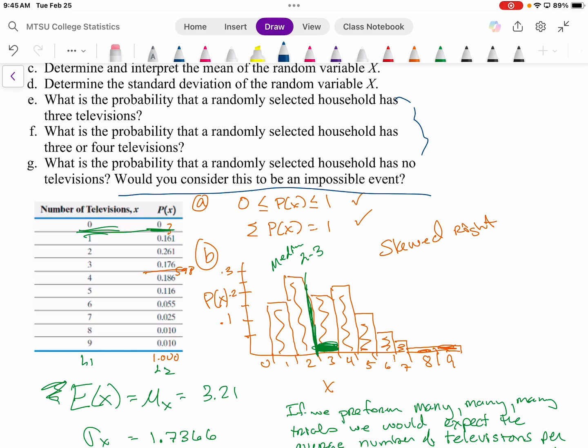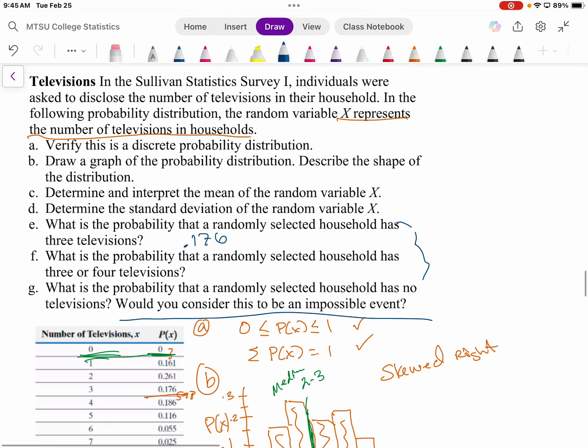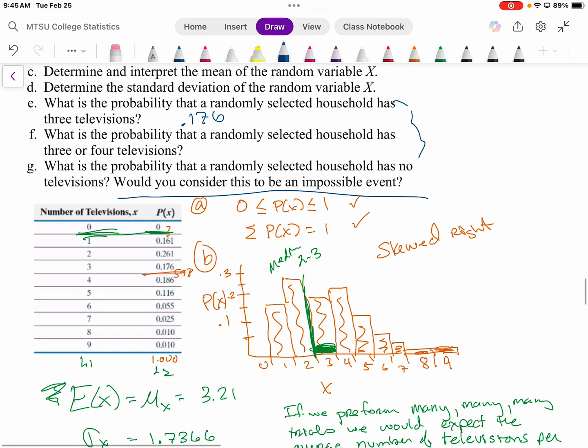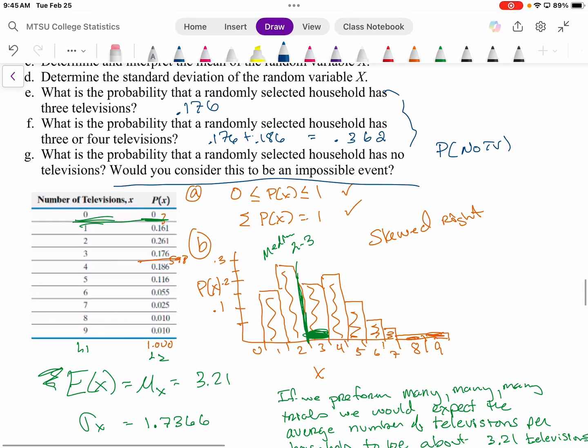What was E? 3 televisions was 0.176? 3 or 4 means I get to add. So that would be 0.176 plus 0.186, which is equal to 0.362. What is the probability that a randomly selected household has no television? Probability of no TVs would be basically the probability that x equals 0, which is 0.